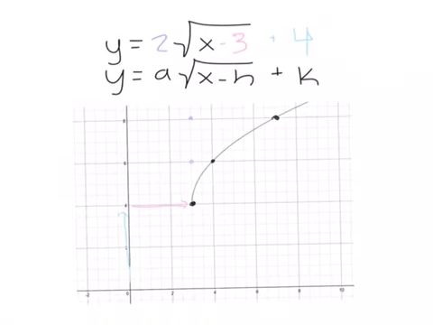So here's the graph of that. Y equals 2 times the square root of x minus 3 plus 4. And I put the original equation in here too, so I can show you the changes and what the different characteristics are coming from.